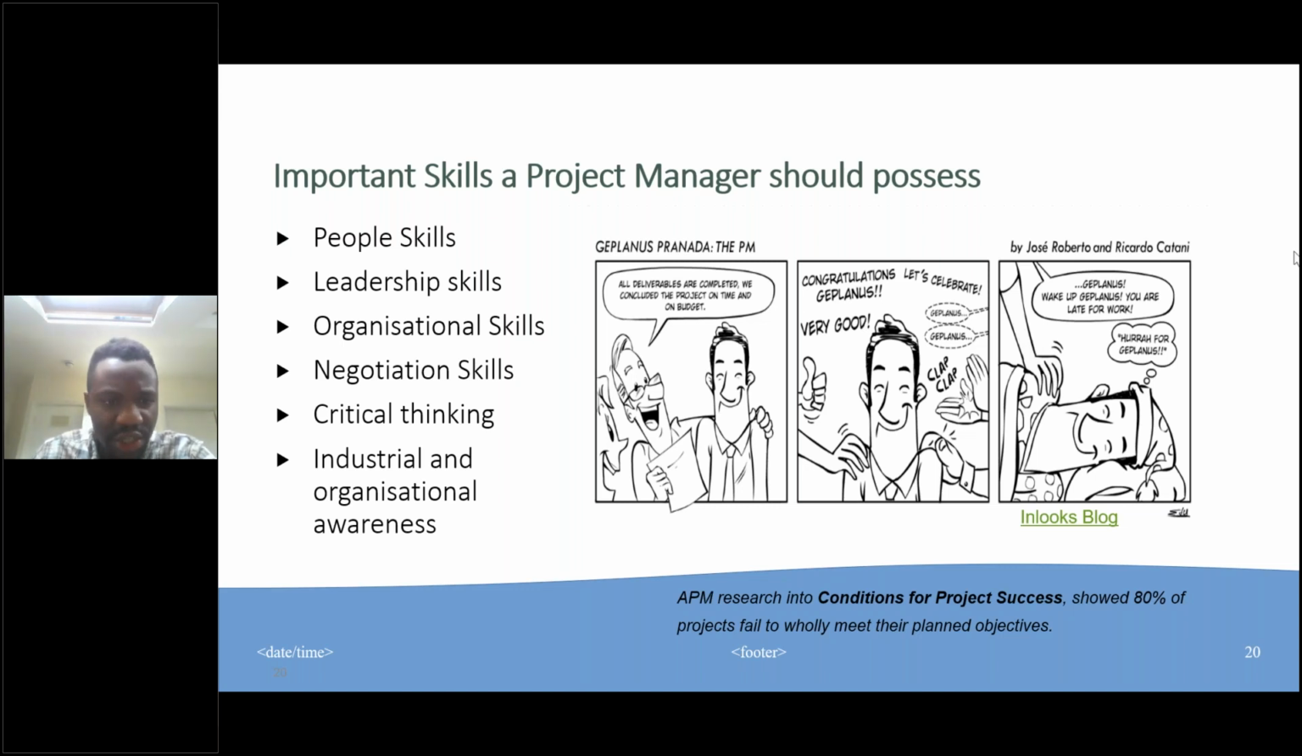Leadership skills, organizational skills, of course negotiation skills, critical thinking, and just being aware of the industry and the organization you work in. Here's a little comic of a project manager dreaming that a project is concluded on time and on budget. For those who are aware, you've probably seen the APM notes that about 80% of projects are not successful. So this is something every project manager has to take on board. Although you can plan for everything, it's not usually going to happen that way.